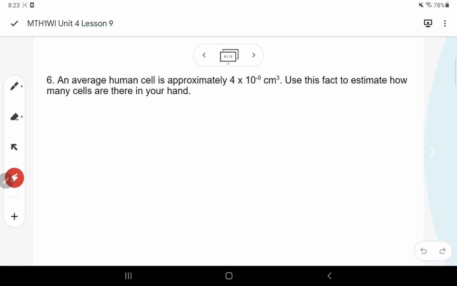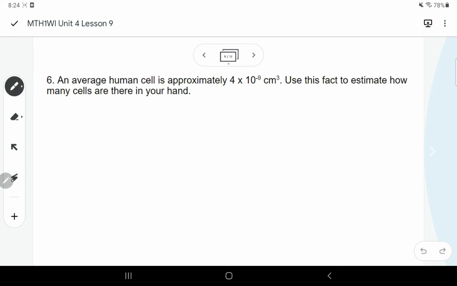One more word problem with this. An average human cell is about 4 times 10 to the negative 9 centimeters cubed. So that's really tiny. Remember that those negative exponents mean 0.000, lots of zeros before the number. Use this fact to estimate how many cells there are in your hand.